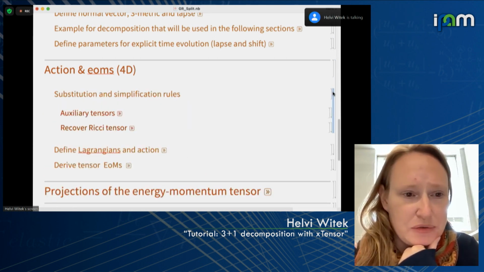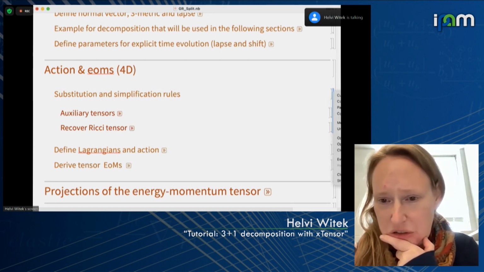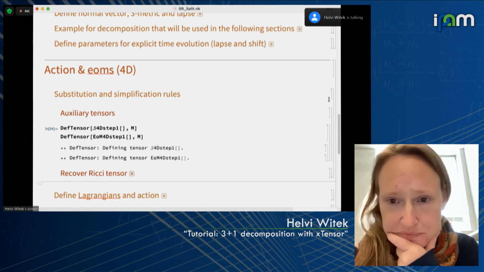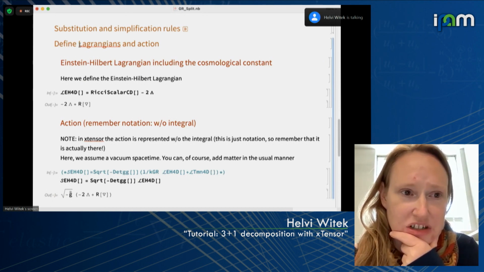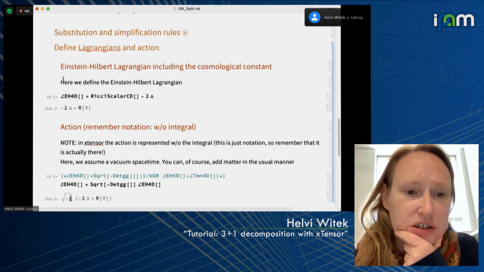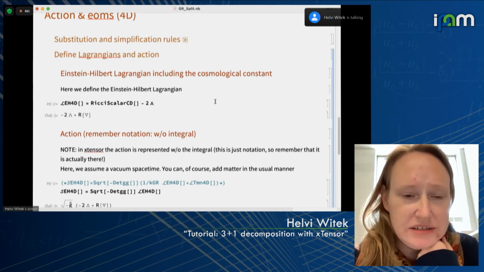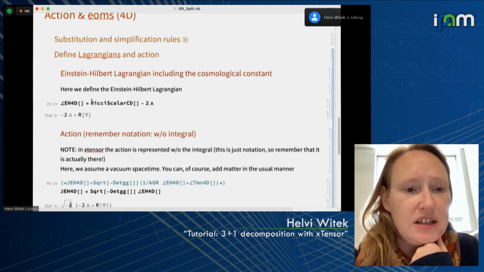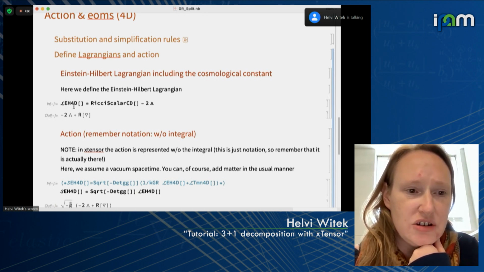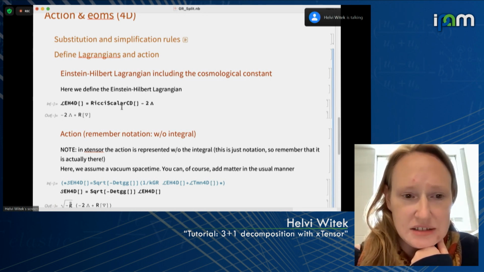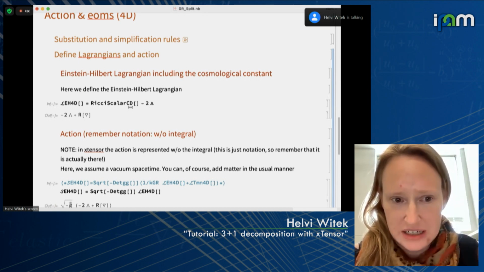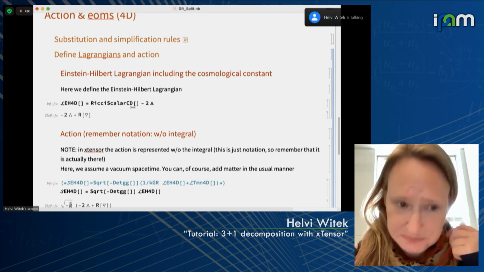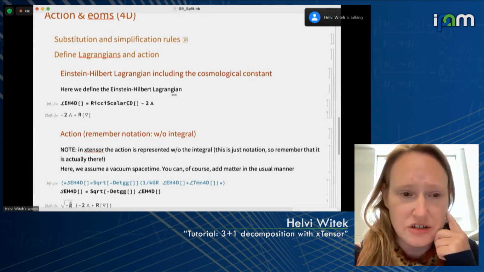I'm defining a couple of rules and substitutions here that I'm not going to go into. You can just evaluate these cells. Instead, I want to go to the next section, define Lagrangians and the action. So we have the Einstein-Hilbert Lagrangian here, defined together with a cosmological constant. I defined the symbol for my Lagrangian earlier. Here we have the Ricci scalar, and this capital CD indicates that it's the Ricci scalar with respect to our four-dimensional metric, where I labeled the covariant derivative as capital CD. And here we have our cosmological constant term.